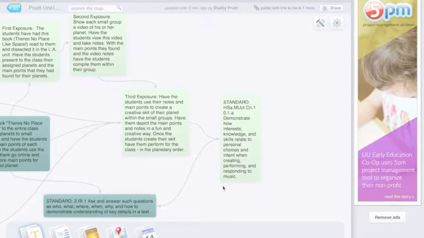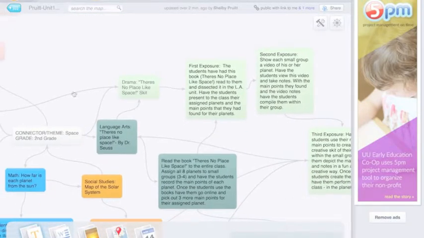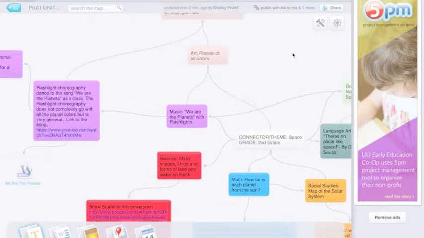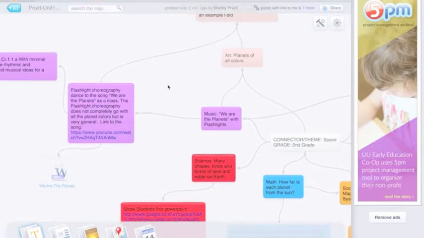The standard I'm using for this is demonstrate how interest, knowledge, and skills relate to personal choices and intent in creating, performing, and responding to music. So for the music unit, we are going to play a song called We Are the Planets. It is linked over on my flashlight choreography with flashlights.